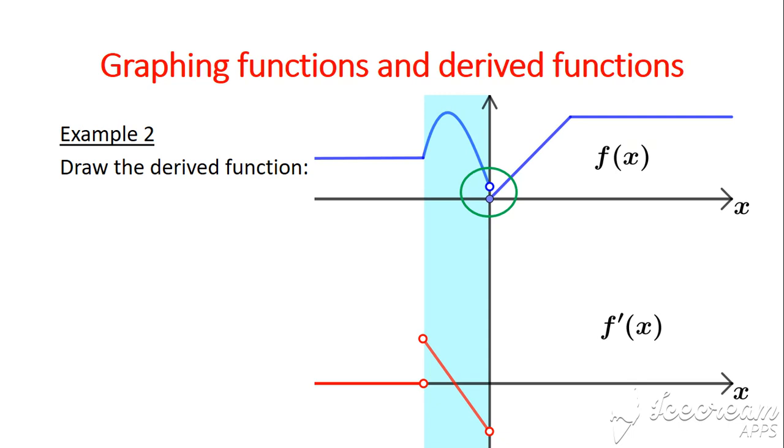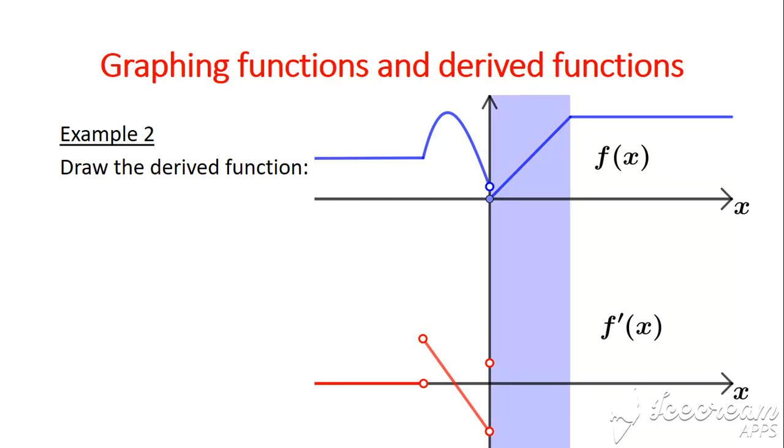Okay, what's going on here? We're jumping in the actual function, so what's going to happen in our derived function? Well, we're going from this gradient at that point, which is negative, and we're going to a positive gradient in this part. So we're leaping from a negative to positive gradient. So once again, we need a jump from negative gradient back up to positive gradient.